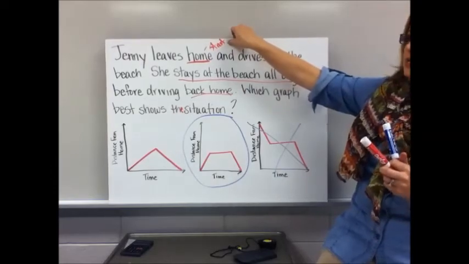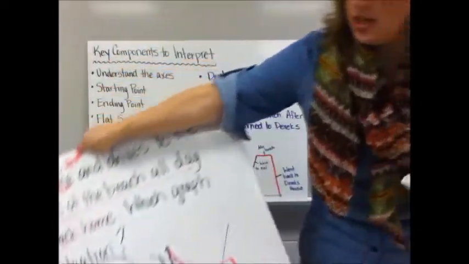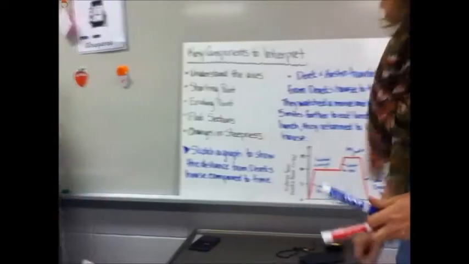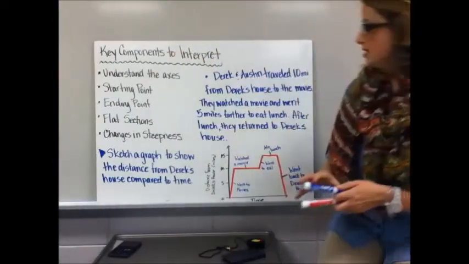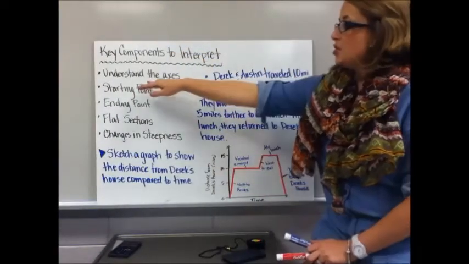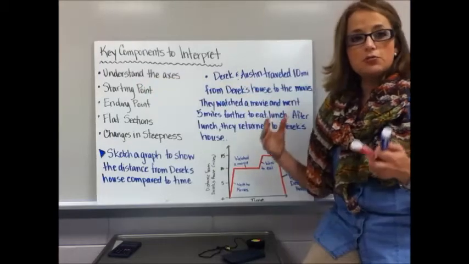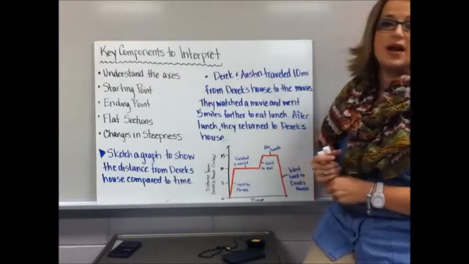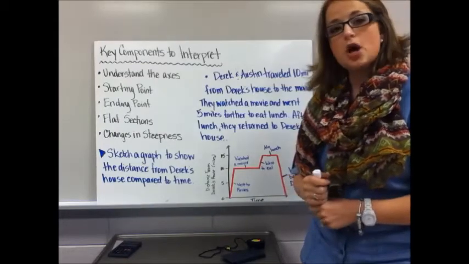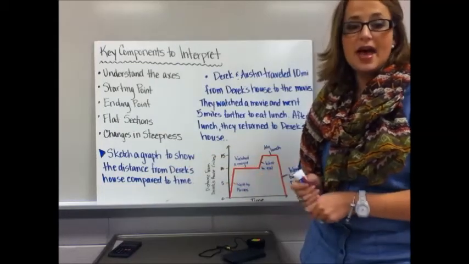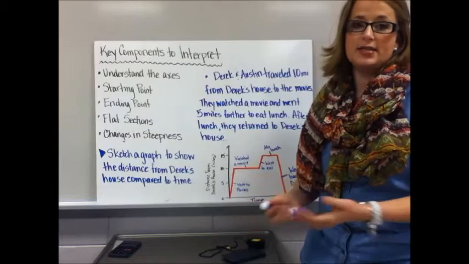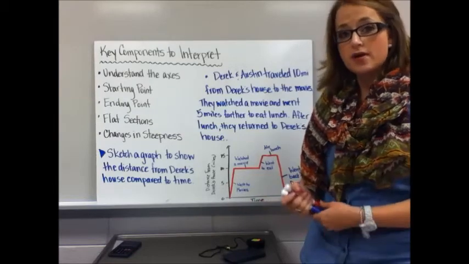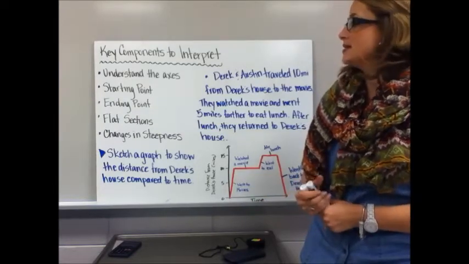So let's kind of organize the thoughts that we had matching that situation with the graph. So some key components to interpret. First, that you understand the axes, that you look at the x-axis, you look at the y-axis, you see what it is that they are representing. And almost always time would be the x-axis. Not all x-axes represent time, but if time is part of the graph, then it will be the x-axis.